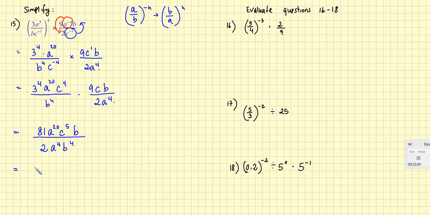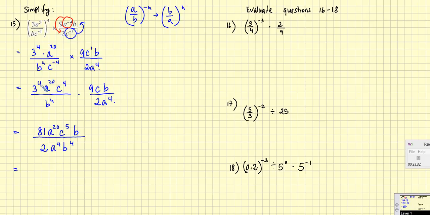And my last step here is going to be to divide all the exponents on the variables, so that I have a simplified version.